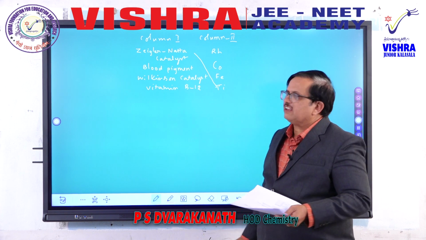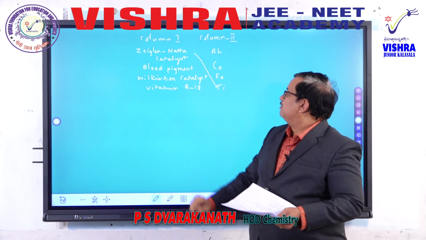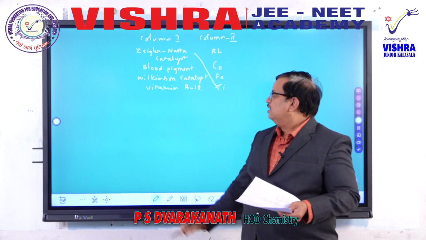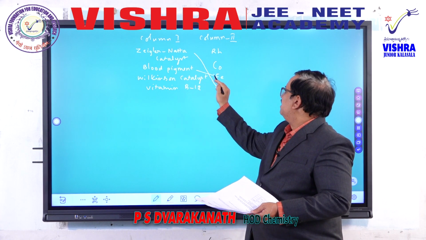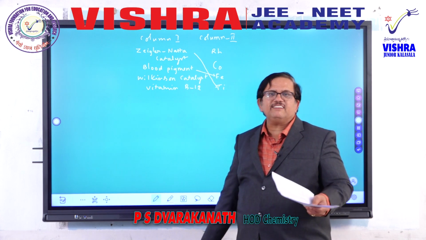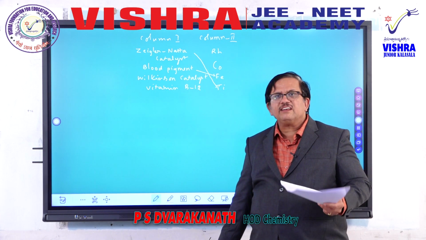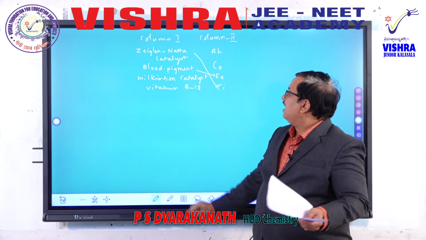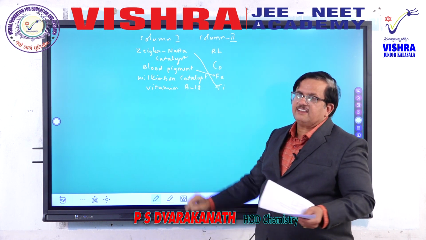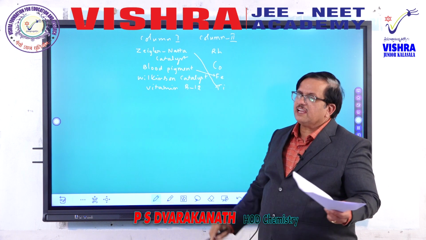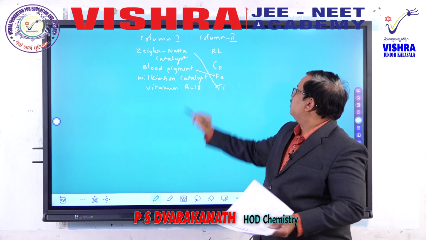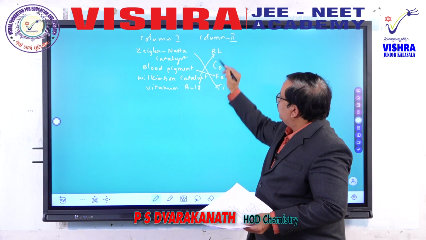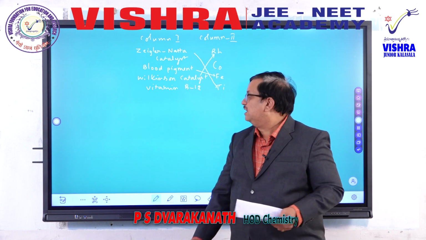Okay, only metals are being asked. Blood pigment: what does the blood pigment consist of? It is hemoglobin. Hemoglobin consists of iron. Next, Wilkinson's catalyst. Wilkinson's catalyst is also used for alkenes, and it is the triphenylphosphine chloride rhodium complex. Therefore, it is matched with rhodium. Rhodium is the central metal atom.